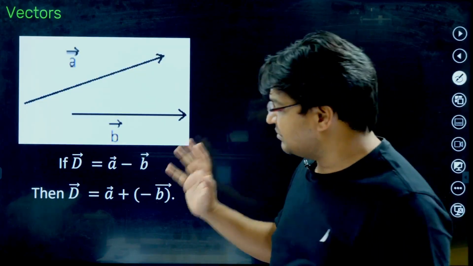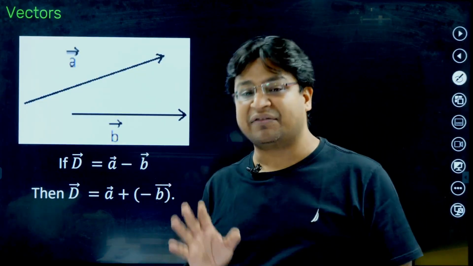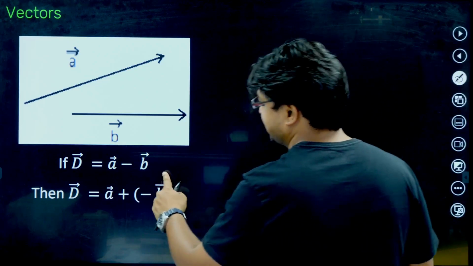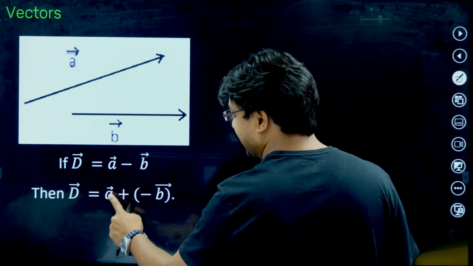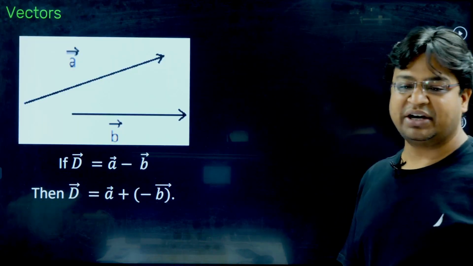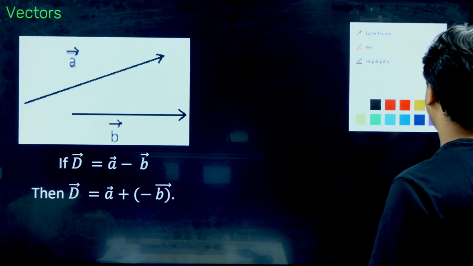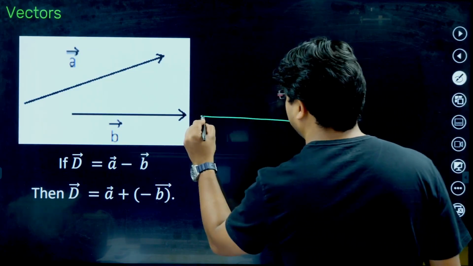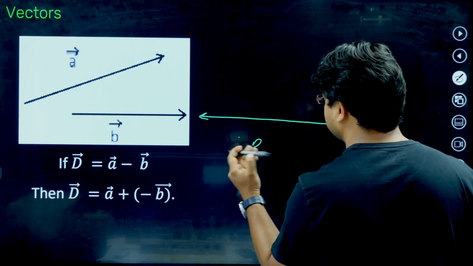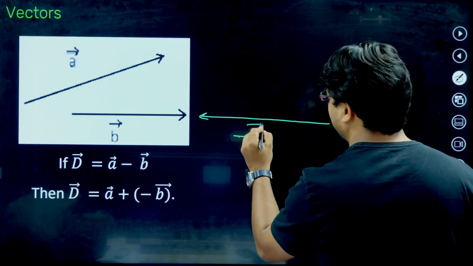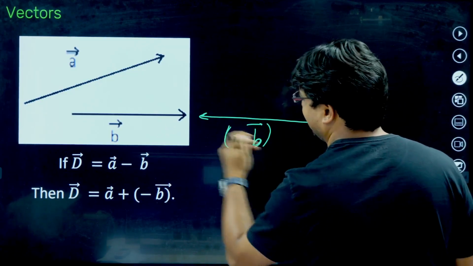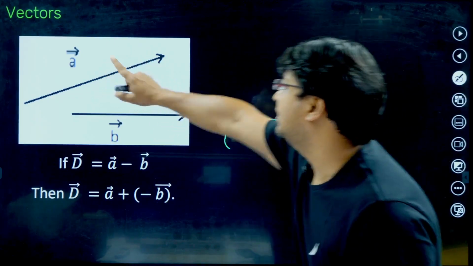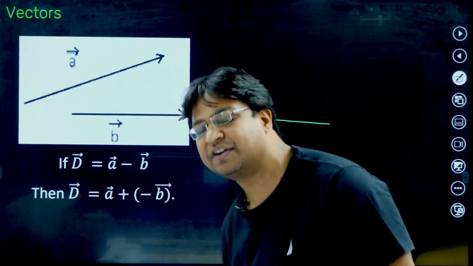Now this is something which is same as addition. We just need to have the right interpretation. Watch this. If D is A minus B, I can write D as A plus minus B. Now what is minus B? Minus B is a vector which is exactly opposite to B and having the same length as B. So if I add A vector and minus B vector, I get the difference of A and B.